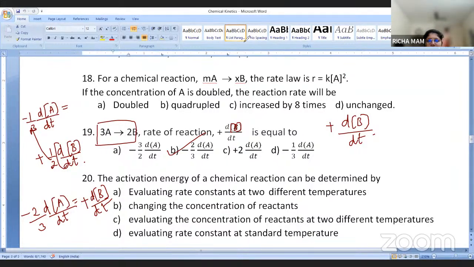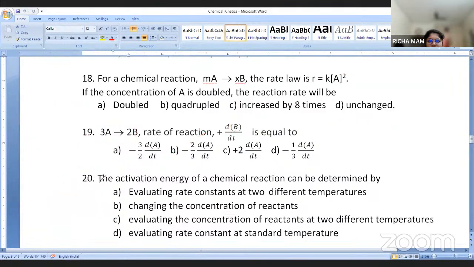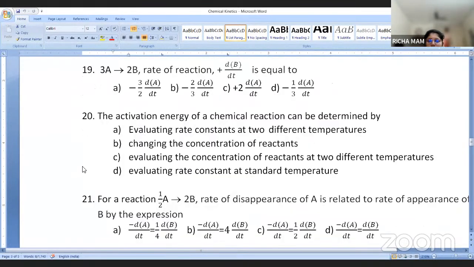Can you see this now? Yes. Okay, so let us move further. How can the activation energy of a chemical reaction be determined? A, evaluating the rate constants at two different temperatures. B, changing the concentration of reactant. C, evaluating the concentration of reactant at two different temperatures. And D, evaluating the rate constant at standard temperature.